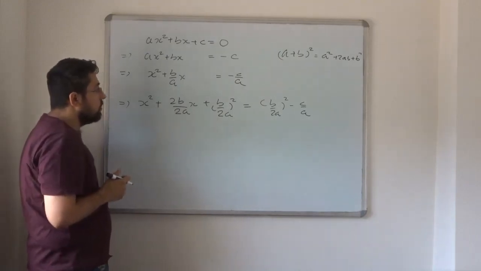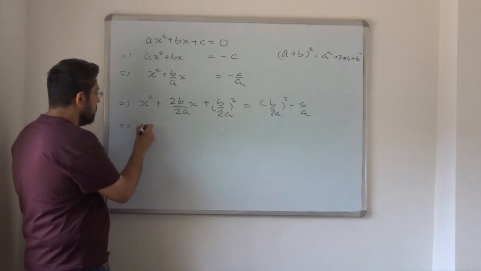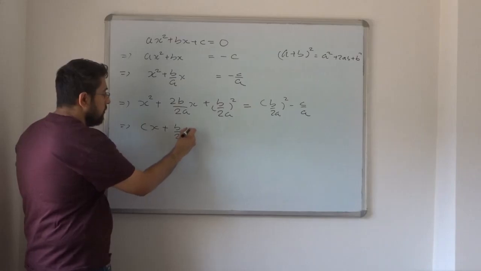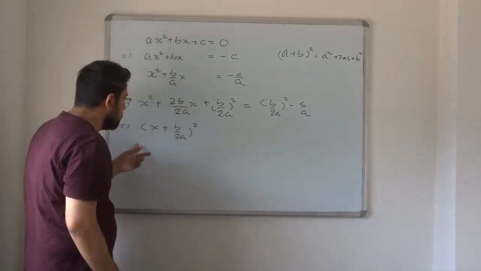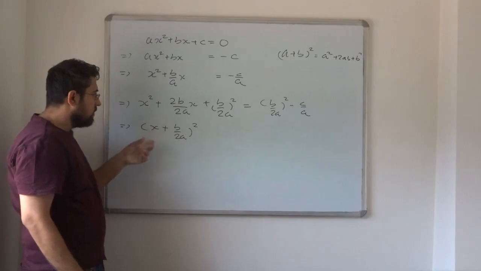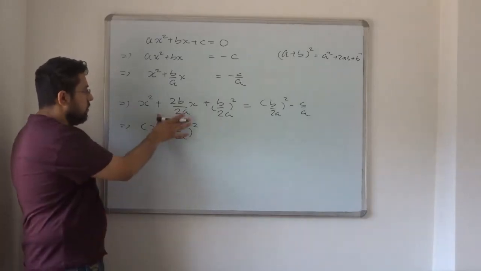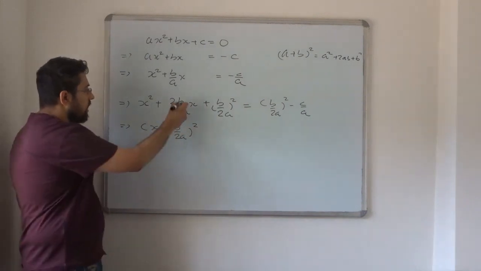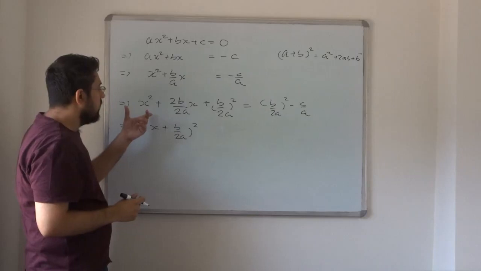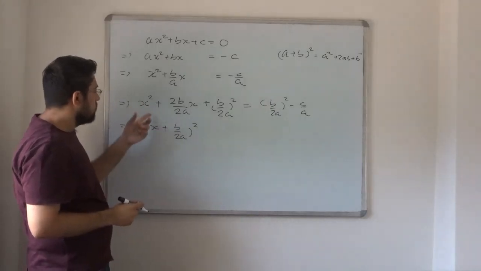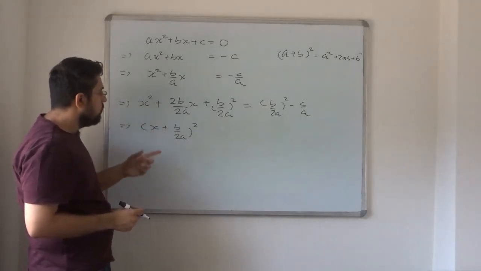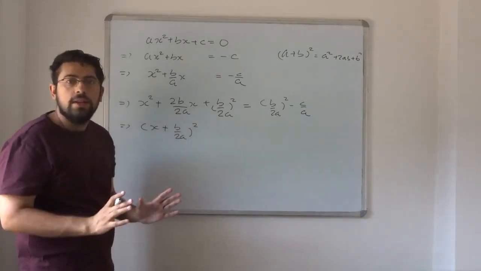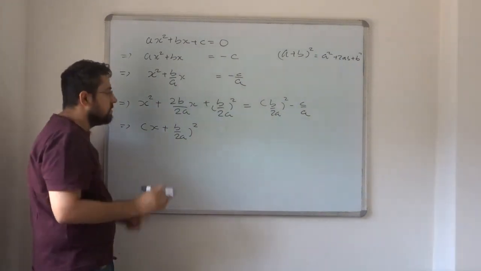Now the next step here is this: x plus b upon 2 squared. When you expand this, you're going to get this, and then you're going to cancel 2 and 2 out, and then you will get x squared plus b upon 2a x plus this, and that is how you complete the square. It is as simple as that.